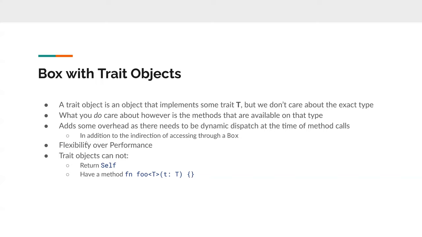And the trait object, when you implement or use it, cannot return self because it doesn't know what self is. And also it can't have a generic method, since you need to know the type to work with that.